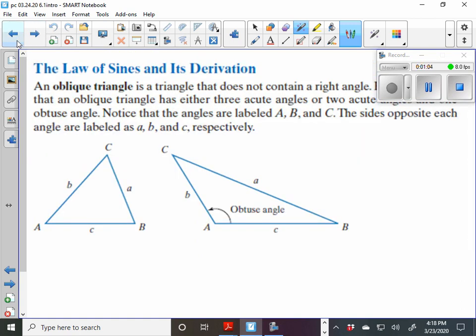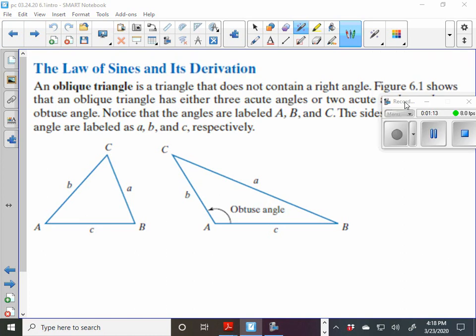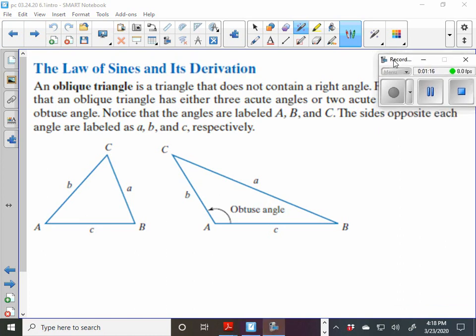The law of sines. An oblique triangle is a triangle that does not contain a right angle, as in the figure shown. The oblique triangle has either three acute angles or two acute angles and one obtuse angle. Notice that the angles are labeled A, B, and C. The sides opposite each angle are labeled as lowercase a, b, and c.